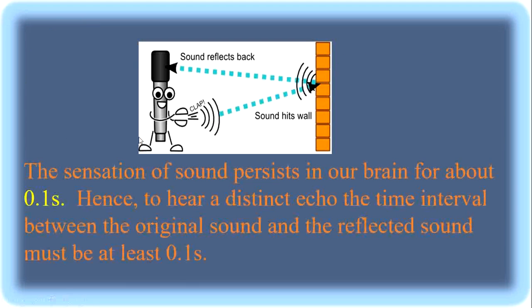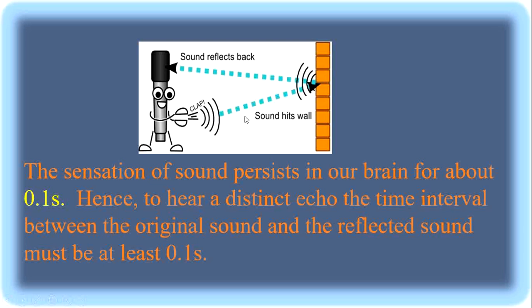The sensation of sound persists in our brain for about 0.1 second. Hence, to hear a distinct echo, the time interval between the original sound and the reflected sound must be at least 0.1 second. The sensation of a sound persists in our brain for about 0.1 second. Only about 0.1 second we have to hear the sound.